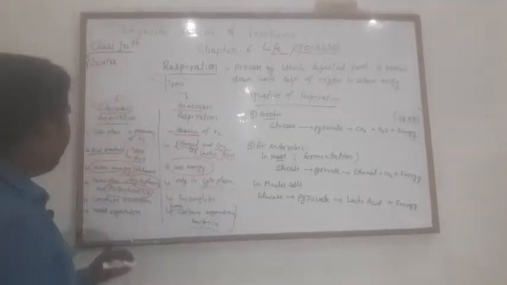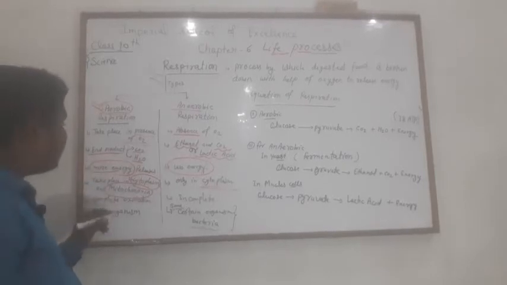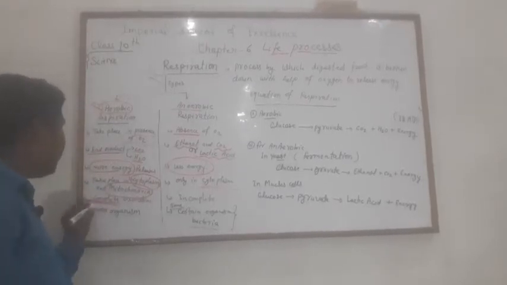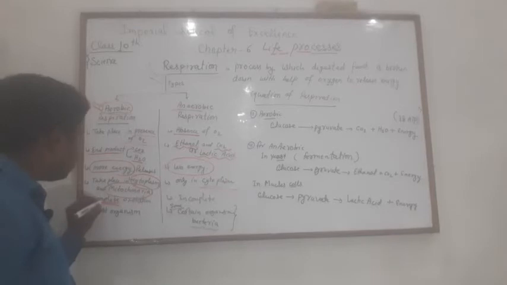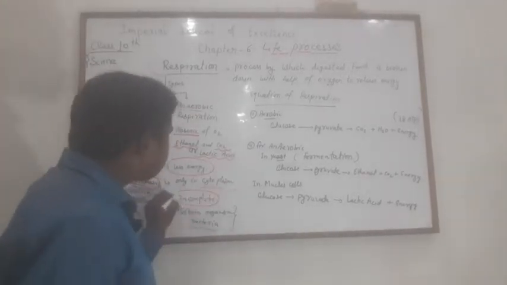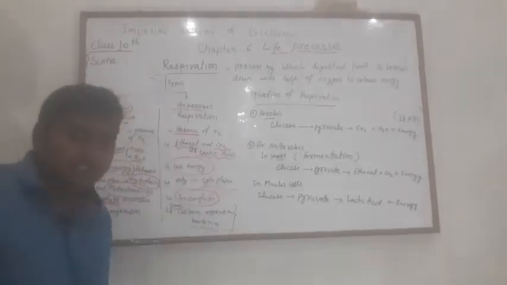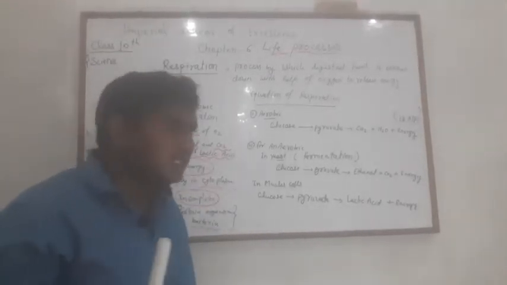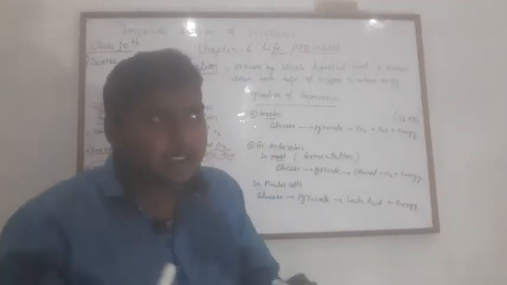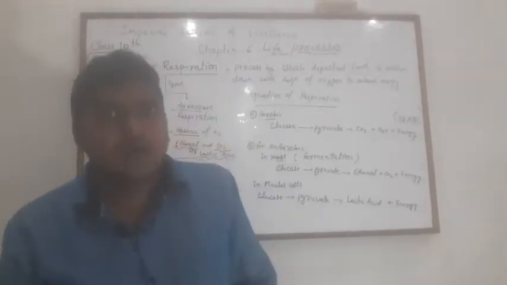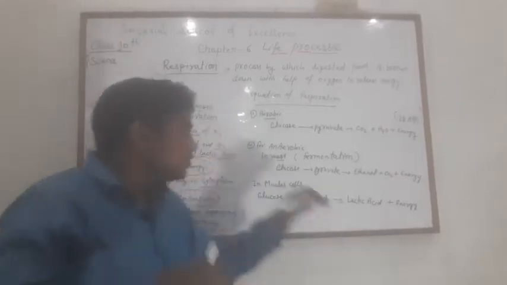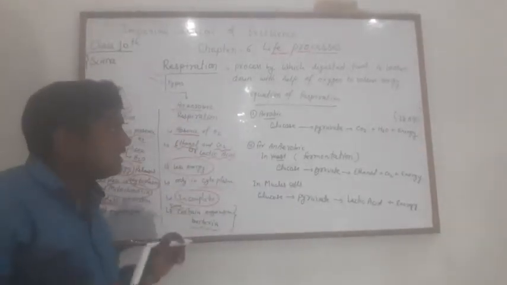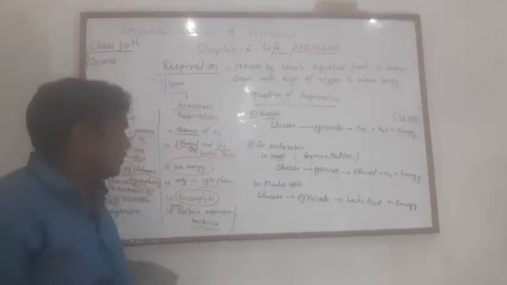If we talk about oxidation, here complete oxidation happens. The whole thing gets oxidized. But in anaerobic respiration, there is incomplete oxidation. Everyone knows what oxidation is: addition of oxygen or removal of hydrogen is known as oxidation. So here carbon dioxide gets oxidized.